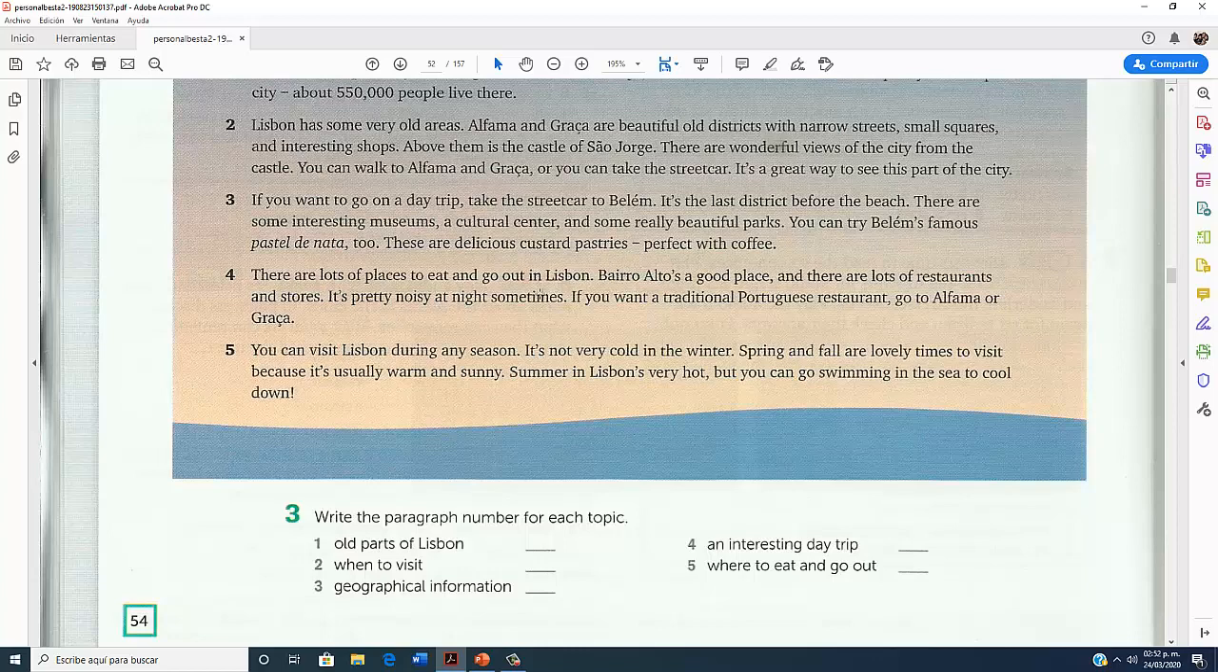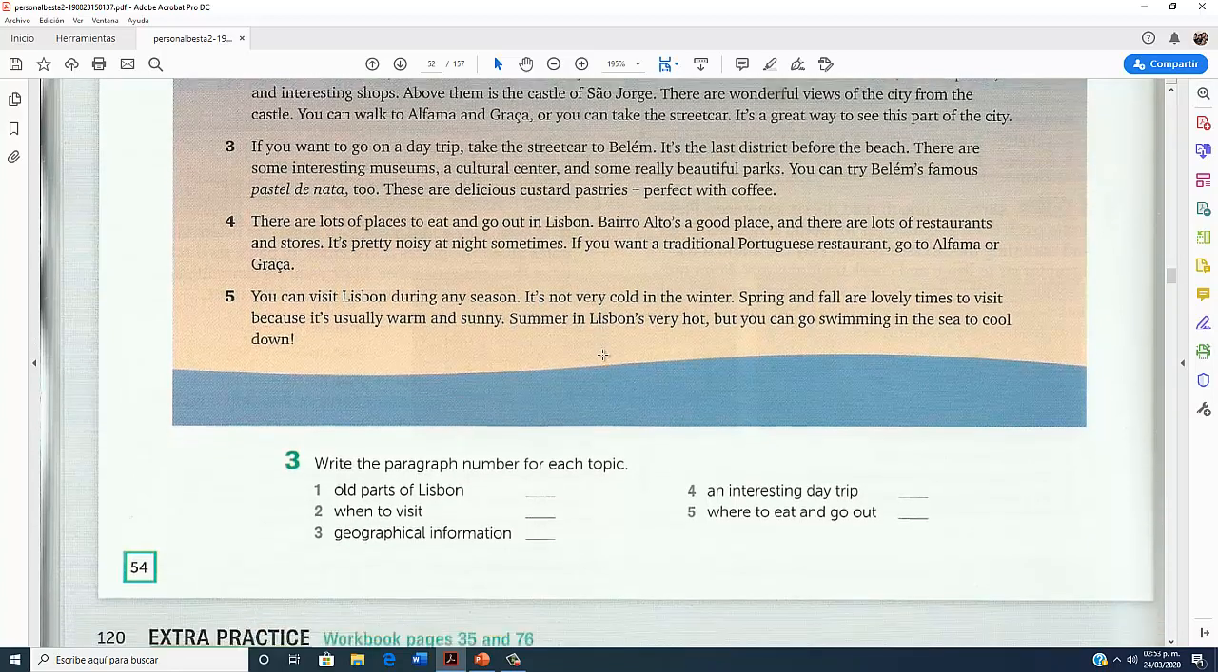And there are lots of places to eat and go out in Lisbon. Bairro Alto's a good place, and there are lots of restaurants and stores. It's pretty noisy at night sometimes. If you want a traditional Portuguese restaurant, go to Alfama or Graça.